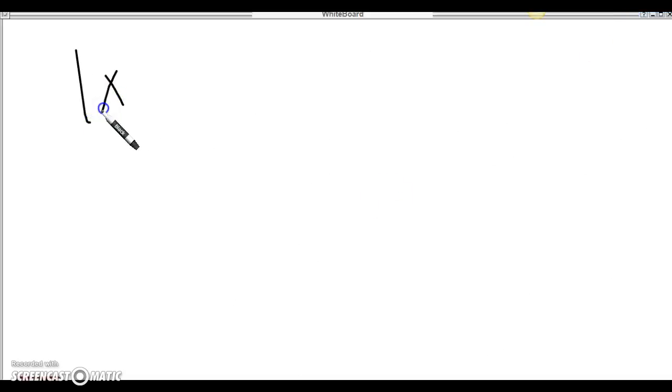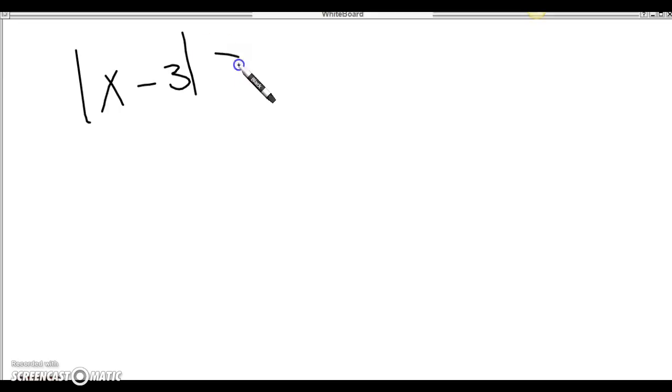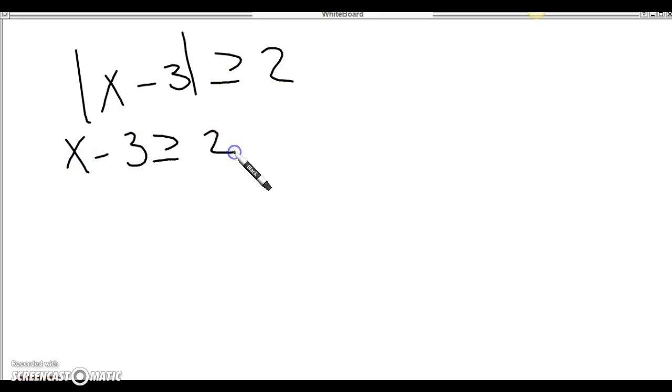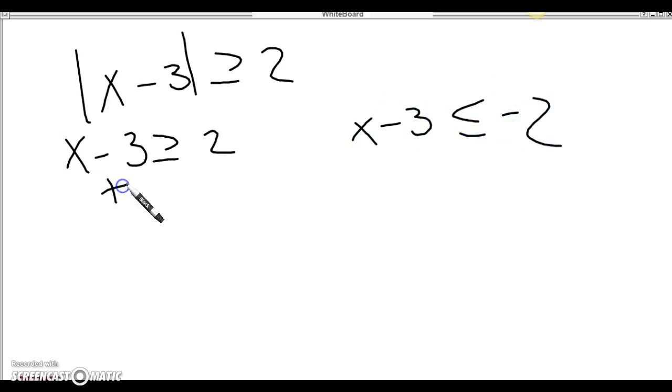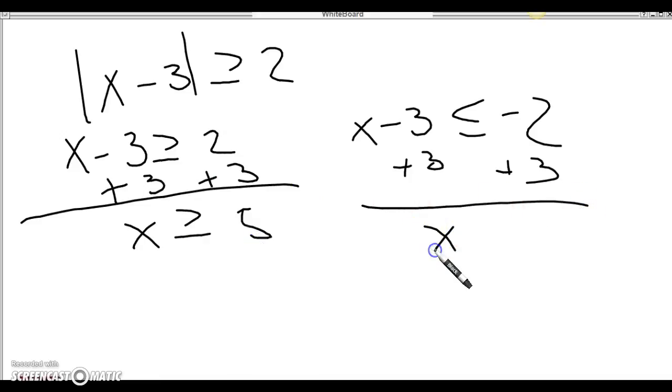So we have the absolute value of x minus 3 is greater than or equal to 2. So I have x minus 3 greater than or equal to 2, and x minus 3 less than or equal to negative 2. So I add 3. And I get x is greater than or equal to 5, and x is less than or equal to 1.